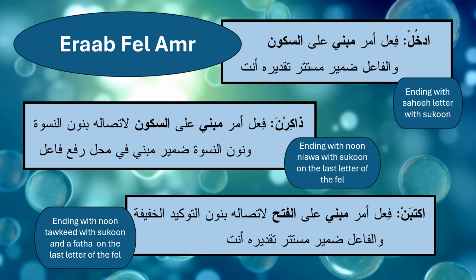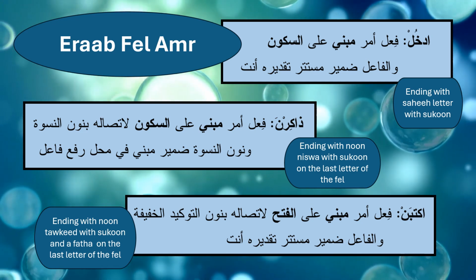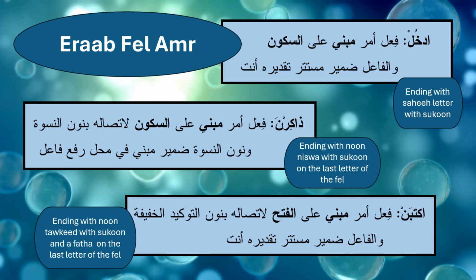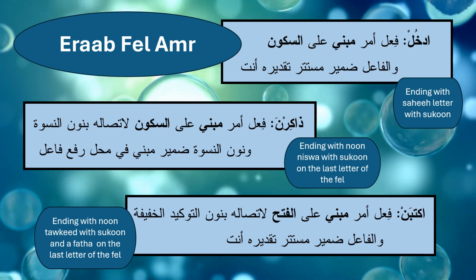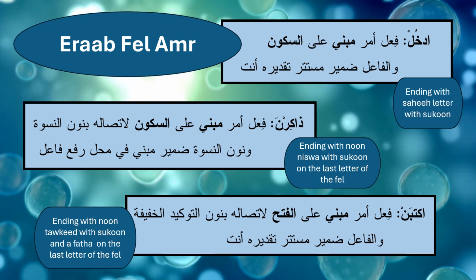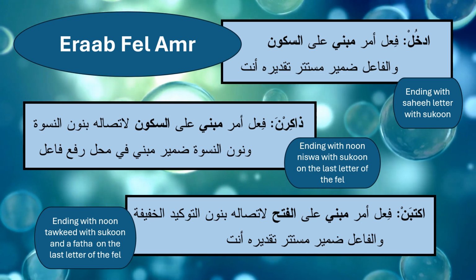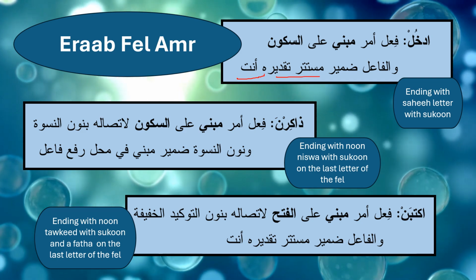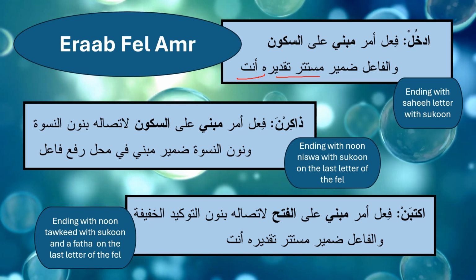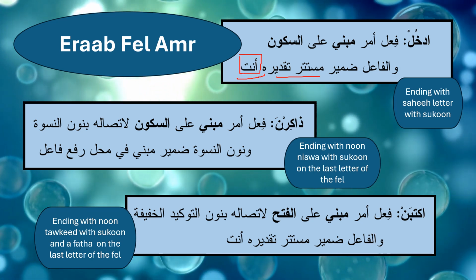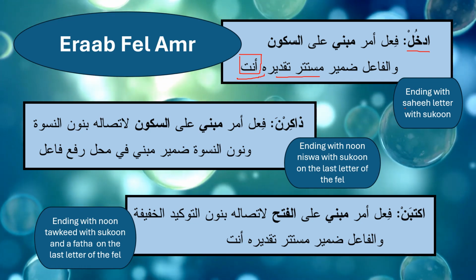So you need to give your explanation as fail amr mabni ala sukoon. Fail amr are always mabni, and on the last letter, if it's a sahih letter, it will always have a sukoon. So when you see a sukoon on the last letter and the last letter is sahih, you need to give your answer as mabni ala sukoon. And where is the fail? Fail is damir mustatir taqdiruhu anta, and the anta is hidden inside the fail udkhul. So this is the Arab for the fail which is ending with a sahih letter.